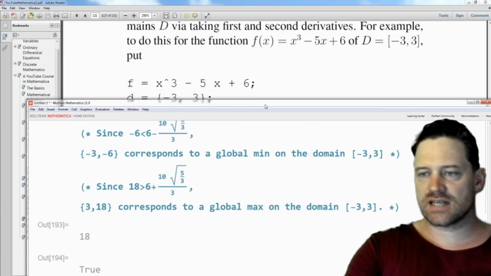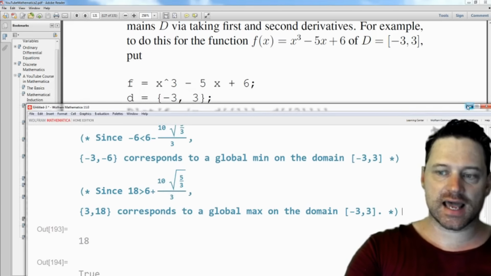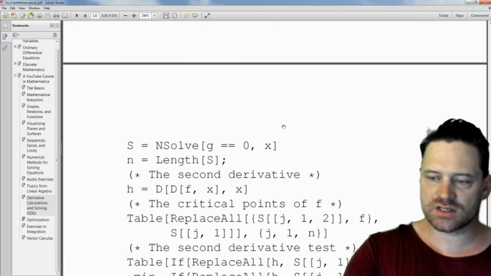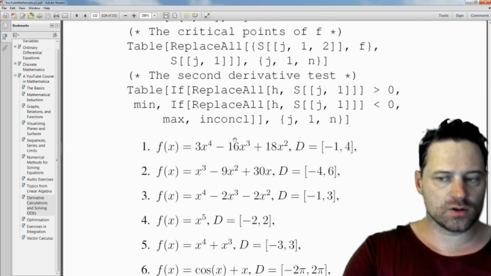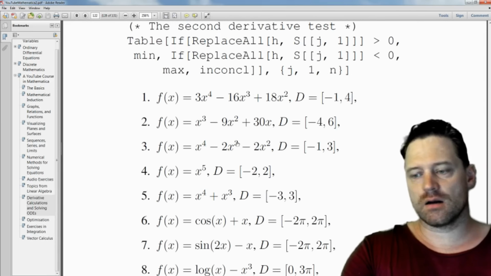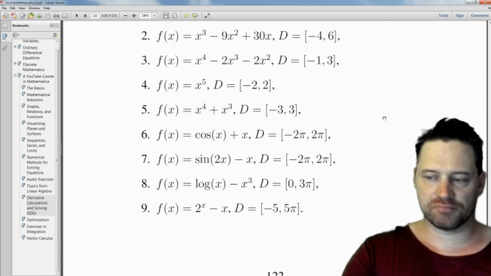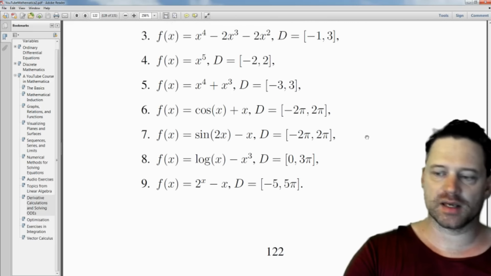Now, there are several other exercises in this set. Let's just have a sneak peek at them, but I won't do those. I'll leave those to you. Here's some code, and then there are a bunch of other problems that you could try out. They all follow a very similar recipe.